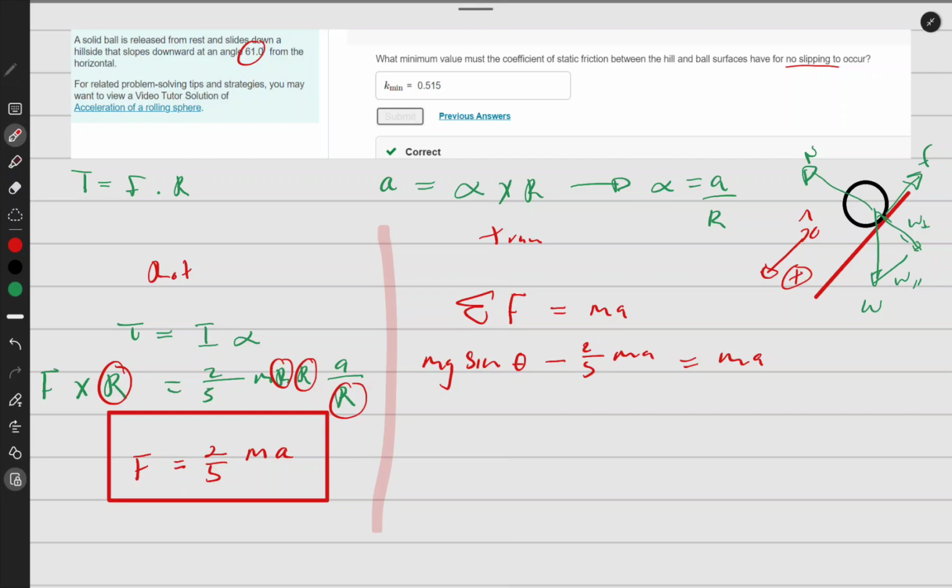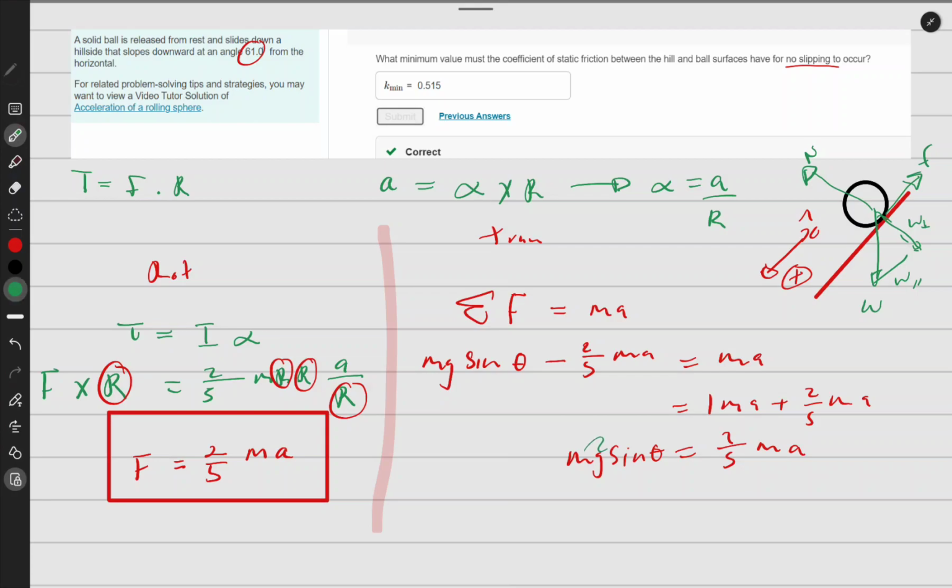If I take this ma on the other side, I'll have 1 ma plus 2 over 5 ma, and if you do your math there, that should be this times this, 1 plus 2 over 5 is 7 over 5 ma's. So now here I have mg sine theta. On this side I have 7 over 5 ma.